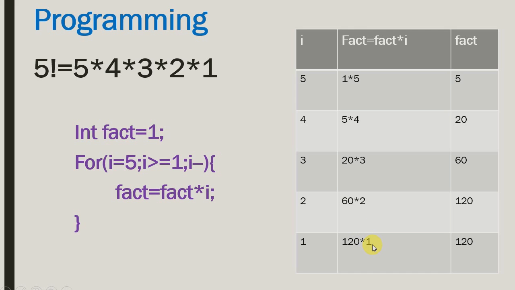Means for I is equal to 5 to I is equal to 1, I have calculated the value of fact variable, and at the last we get 120 as a final value of fact. And after that I am going to print here the value of fact variable just after the completing of for loop.